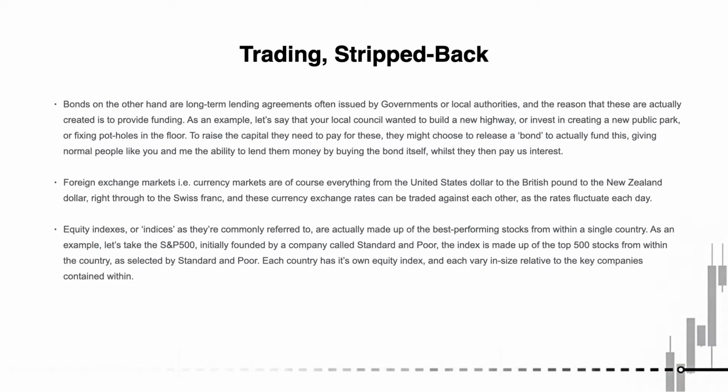Equity indexes, or indices as they're commonly referred to, are actually made up of the best performing stocks from within a single country. And again, as an example, let's take the S&P 500, initially founded by a company called Standard & Poor. The index is made up of the top 500 stocks from within that country, the United States, as selected by Standard & Poor. And each country actually has its own equity index, and each vary in size relative to the key companies contained within.